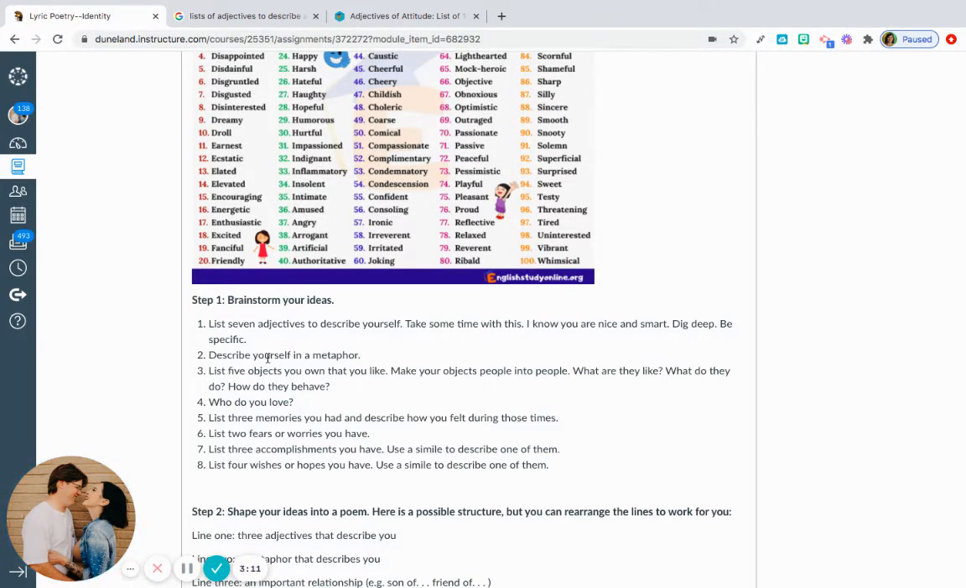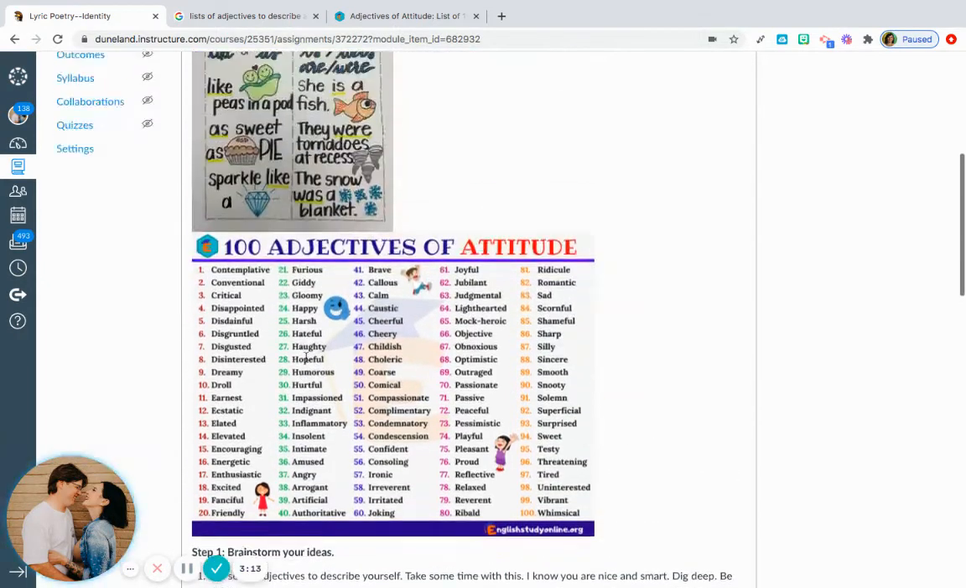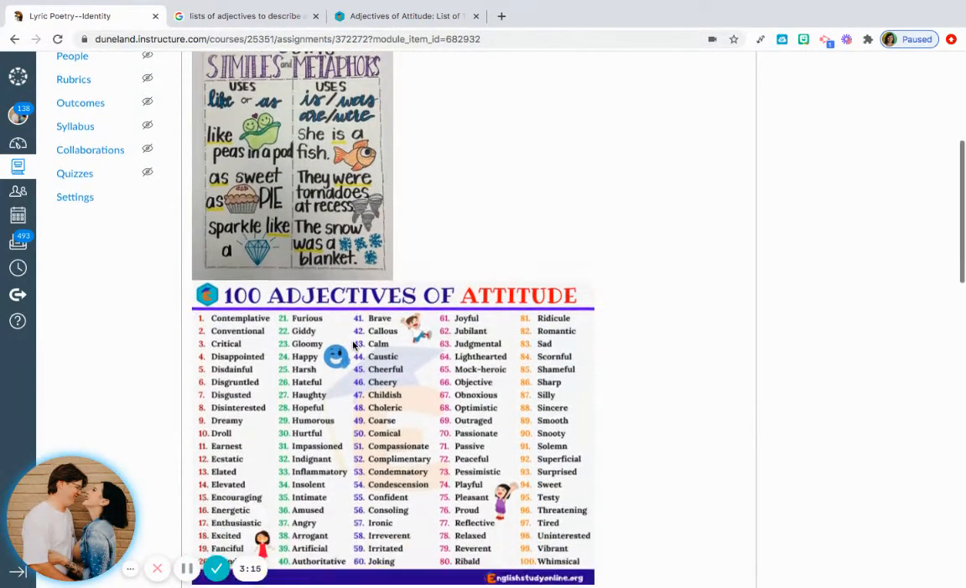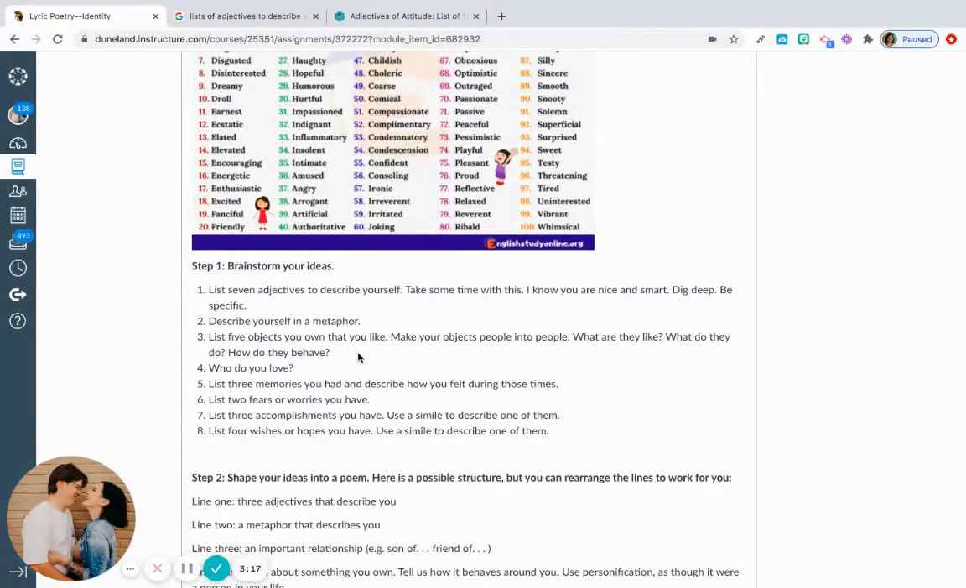Two, describe yourself in a metaphor. Again, look back to this to figure out what you would like to compare yourself to. Three, list five objects that you own that you like. You're going to make these objects into people. What are these objects like? What do they do? How do they behave, right? Maybe if you really like your phone, you can describe that object as being like a really nerdy person, because your phone has a lot of data, right? And it collects data. So I would see my phone as maybe like a nerdy kind of character.